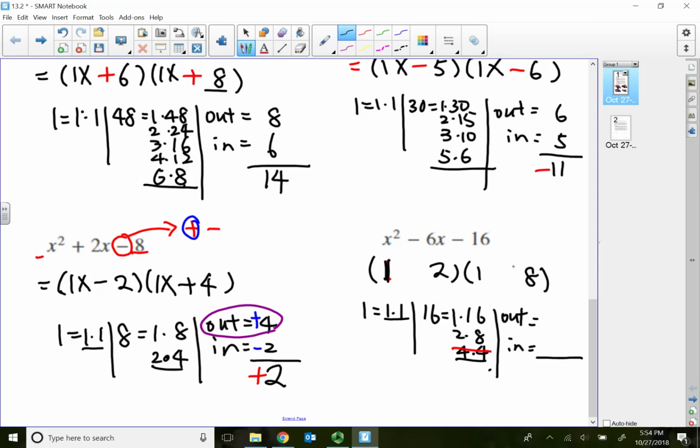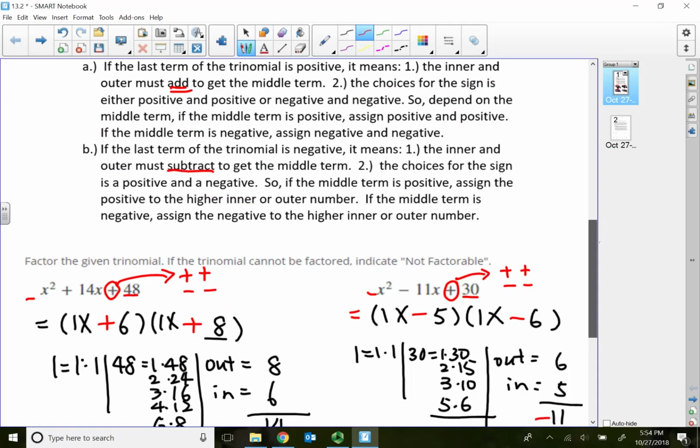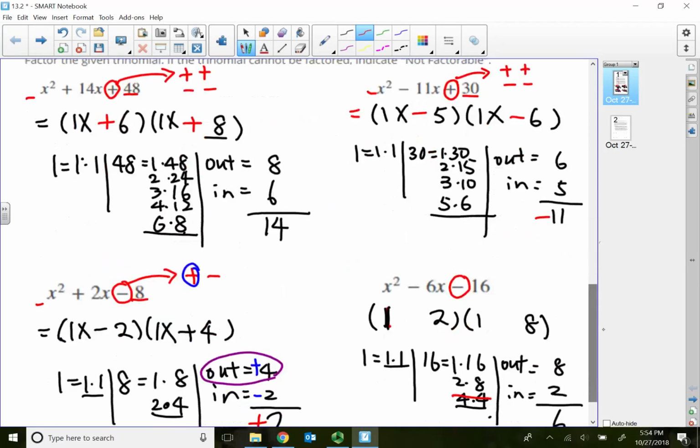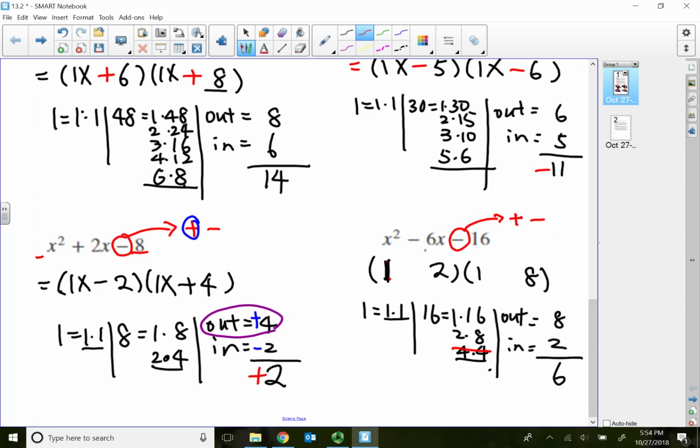Now my outer, 1 times 8, is 8. My inner, 2 times 1, is 2. And 8 and 2 combined can give me a 6 if I subtract. The last sign confirms it. If the last sign is negative, it means inner and outer must subtract. The choice for the sign is 1 positive, 1 negative. So who is going to be positive, who is going to be negative, depends on the middle term.